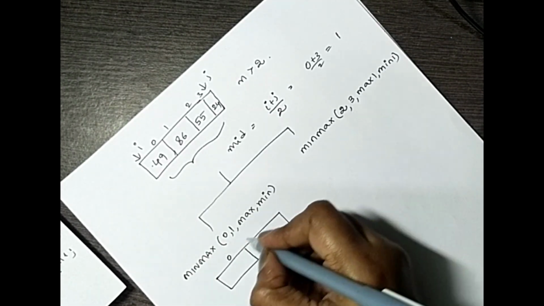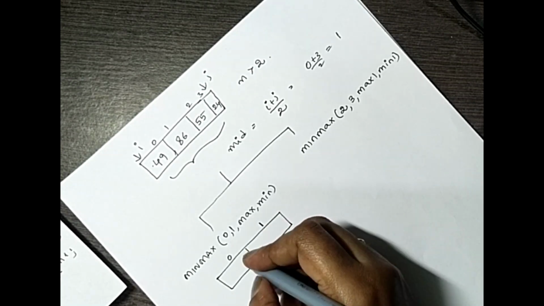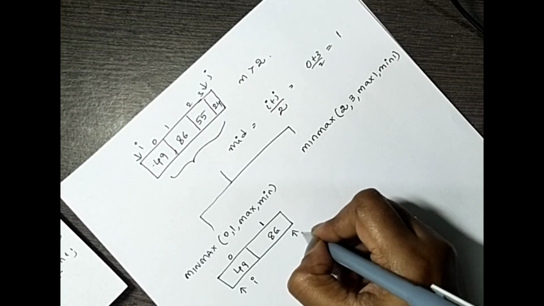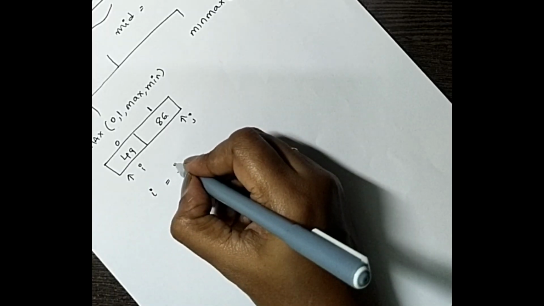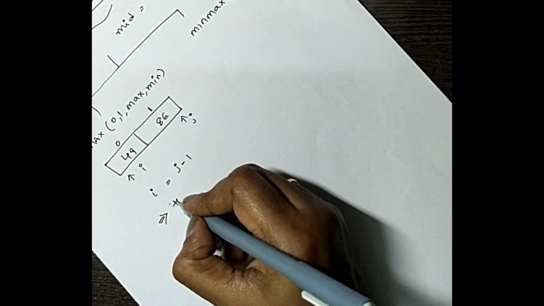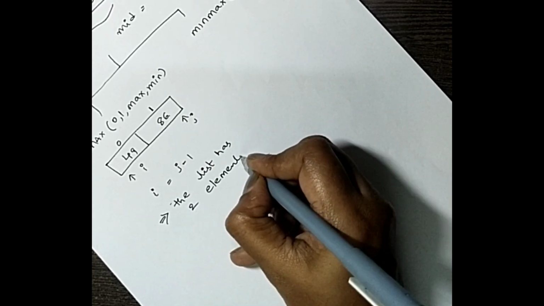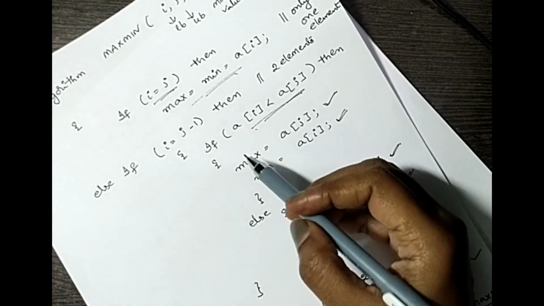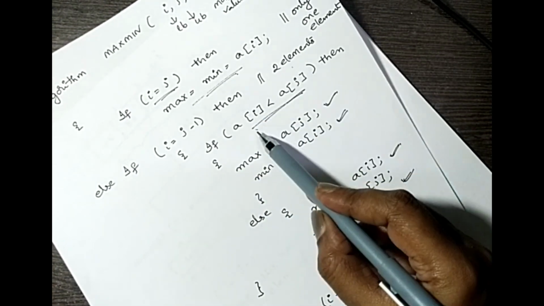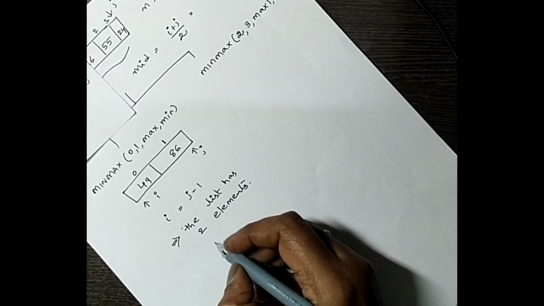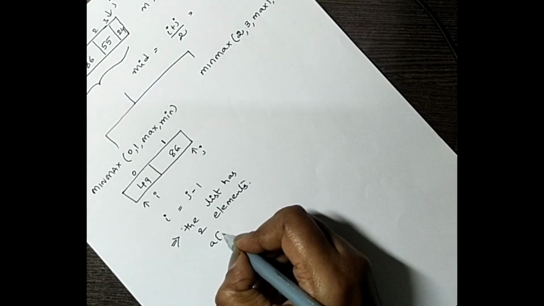The list has two elements, 49 and 86, with indices i and j. Here i is equal to j minus 1, which means the list has only two elements. So what is the condition? If the list has two elements, we have to compare a of i and a of j to find the maximum value and the minimum value.